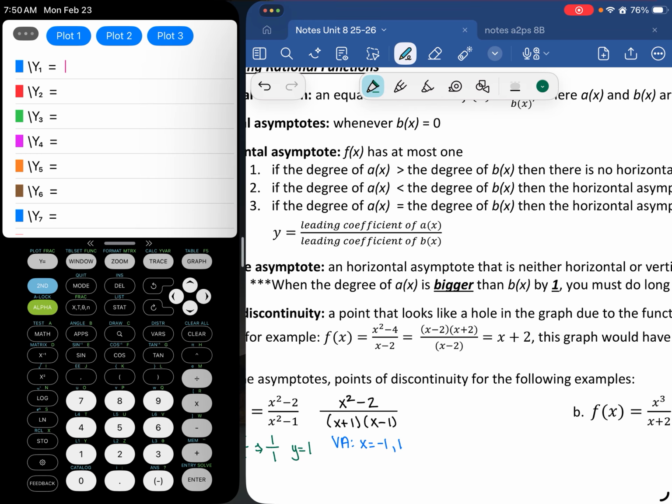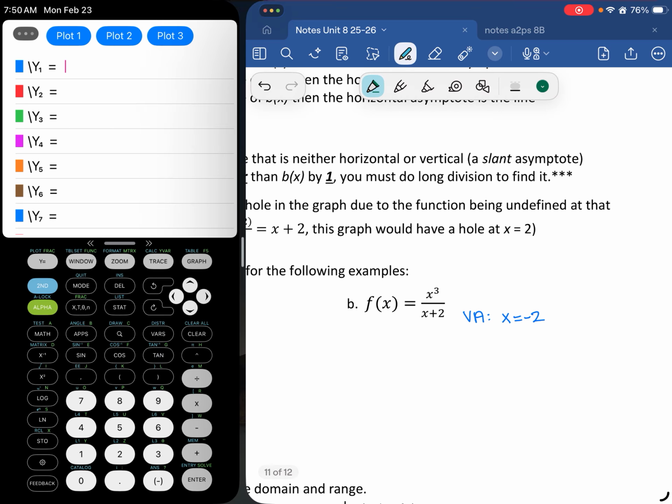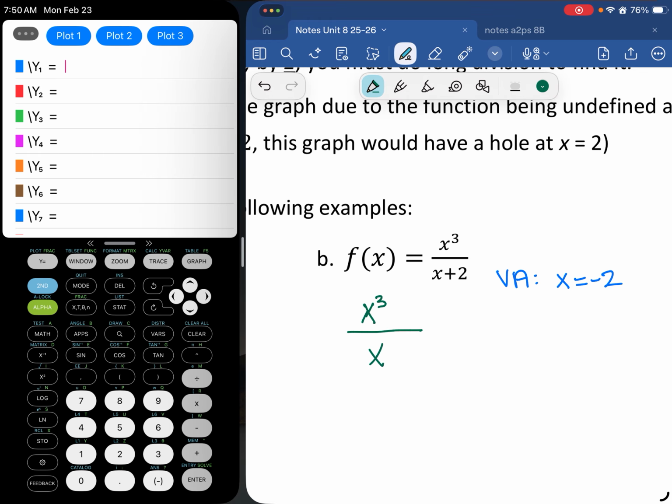So if the degree of a(x) is greater than the degree of b(x), there is no horizontal asymptote. If the degree on top is bigger by 1, you must use long division. Well, not bigger by 1, and how do I know that? I'm going to compare x cubed over x squared, or x, excuse me. And because the numerator is bigger, I have no horizontal asymptote. Okay. And what we're going to do now is we are actually going to go graph both of these.